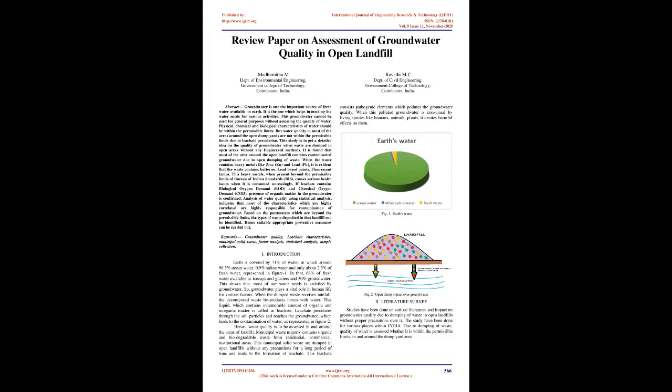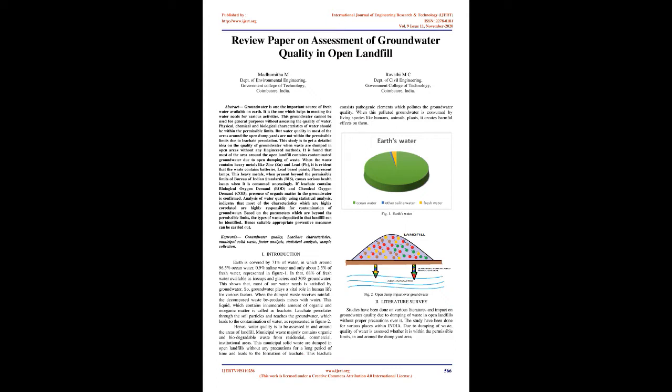Introduction. Earth is covered by 71% of water, in which around 96.5% is ocean water, 0.9% saline water and only about 2.5% fresh water, represented in Figure 1. In that, 68% of fresh water is available as ice caps and glaciers and 30% as groundwater. This shows that most of our water needs are satisfied by groundwater. So, groundwater plays a vital role in human life for various factors.